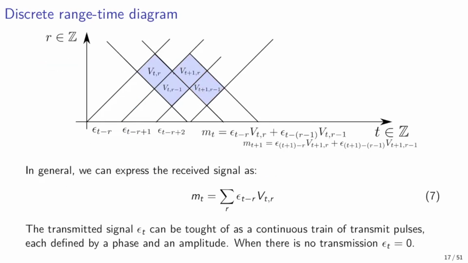If we add a few more scattering volumes to our range time diagram, we arrive in the following situation. We can now relate 3 samples of the transmitted signal to 2 samples of the received signal. If we keep adding more scattering volumes into our diagram, we arrive at the following general formula that relates the received signal to the scattering volume in space and the transmitted signal.